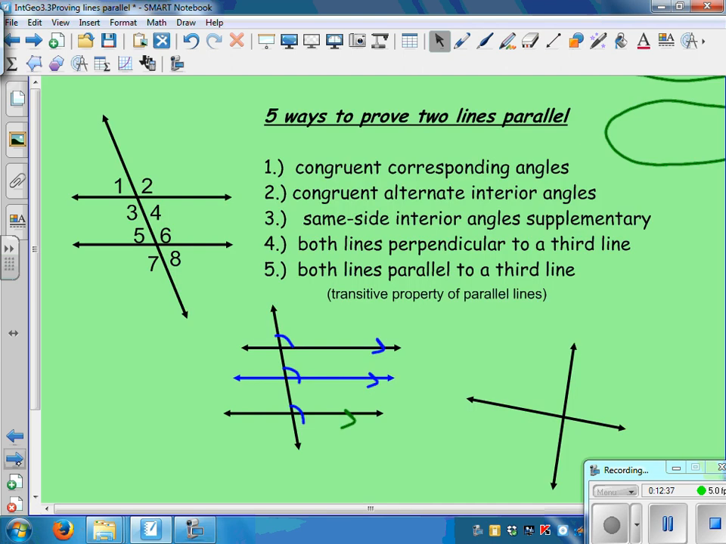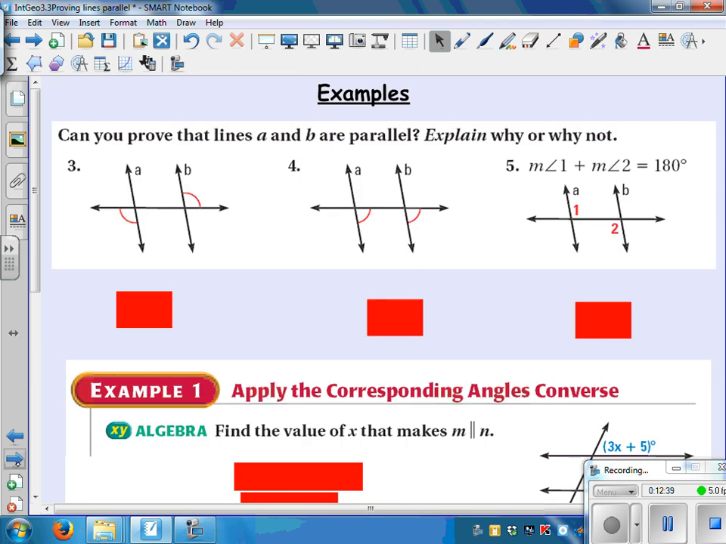All right, so I've got a couple of practice problems for you to do here at the bottom. It says, can you prove lines A and B are parallel, and explain why or why not. There's only 5 ways to prove lines parallel, and I have them on the front here. If you can establish one of the 5, then you can say yes and tell me which one allows you to do that. I also want you to do the 3 algebra problems at the bottom. Let's take about 10 minutes to do those, and then we'll check them.